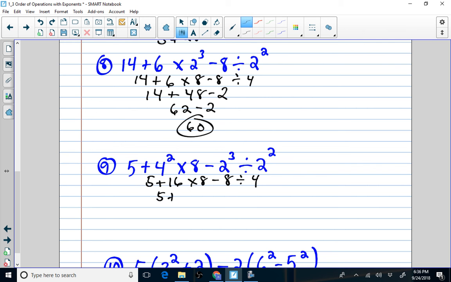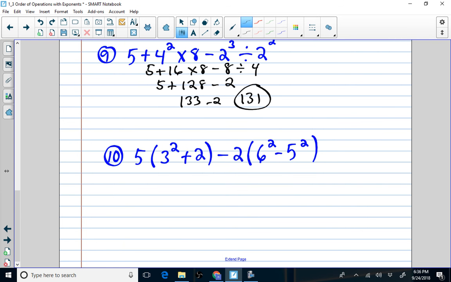So this is 5 plus 16 times 8 is 80 and 48. So that should be 128 minus 8 divided by 4 is 2. Addition and subtraction we do from left to right. 5 and 128 should be 133 minus 2. I believe that should be 131.